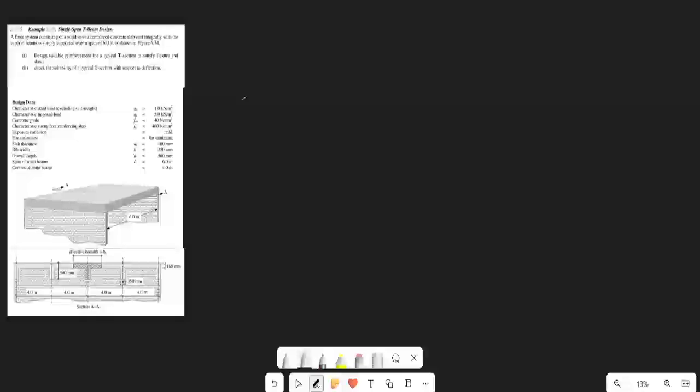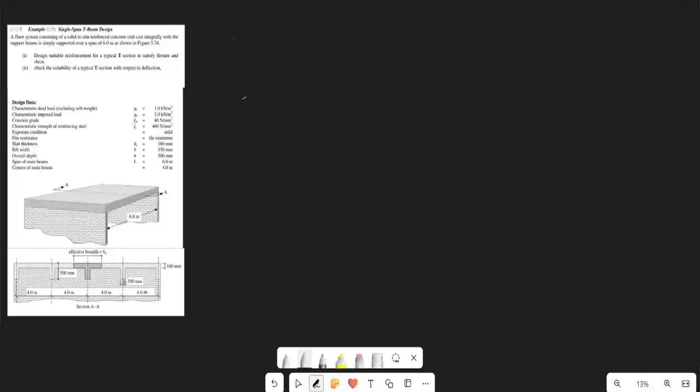All right, so I'll be using a single span T-beam, a typical example of such, to teach you how you can go about it. So this is a question on your screen on my left, and it says a floor system consisting of a solid in situ reinforced concrete slab cast integrally with the support beams is simply supported over a span of 6 meters, as shown in figure 5.74, which is the figure below this question. So we have the design data.